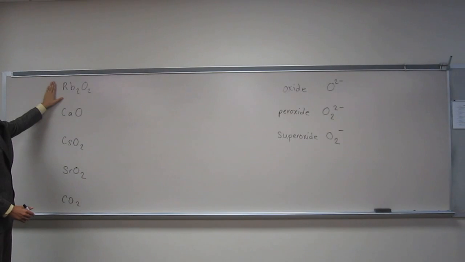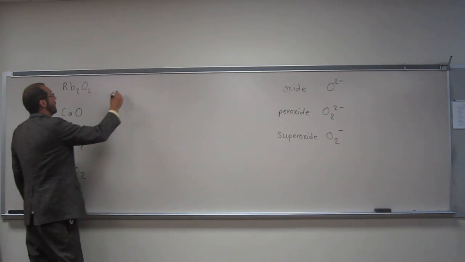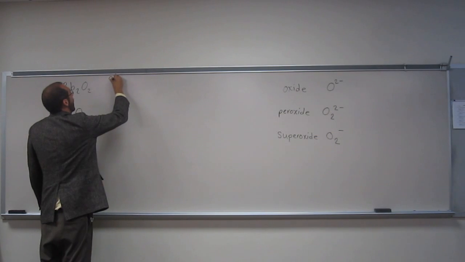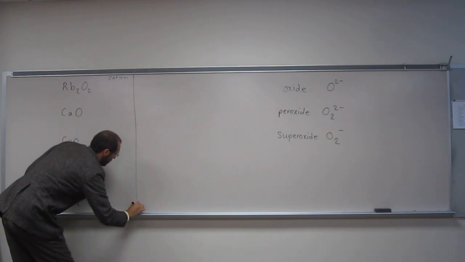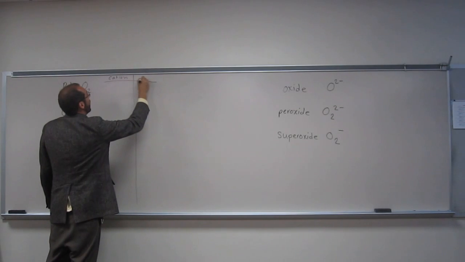So, is this compound an oxide, peroxide, or superoxide? How do we go about figuring that out? Let's do it this way. We'll make a table for it, with cation and anion.